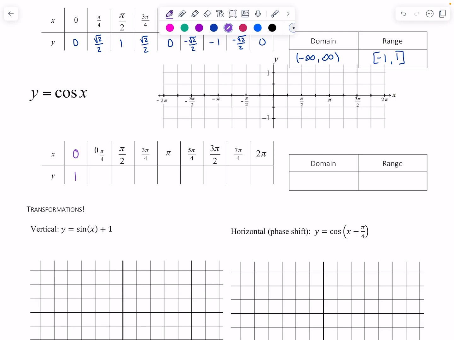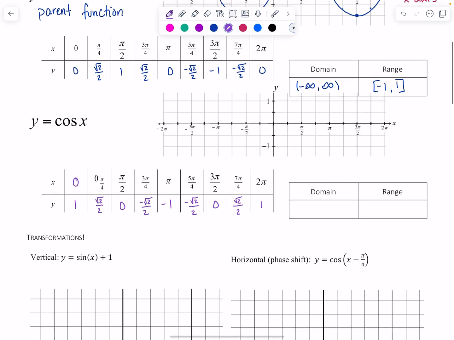So 0, 1, this is going to be pi over 4, so root 2 over 2, down to 0. Now we're in quadrant 2, so now we're going to be negative. Negative. I'm still in quadrant 3, so negative. And up to 0, now positive in quadrant 4. And back out to 1. So keep that in mind: positive, negative through here, and then back to positive.